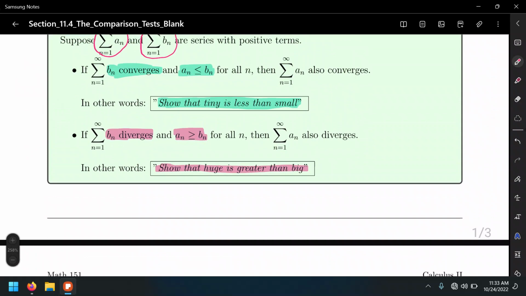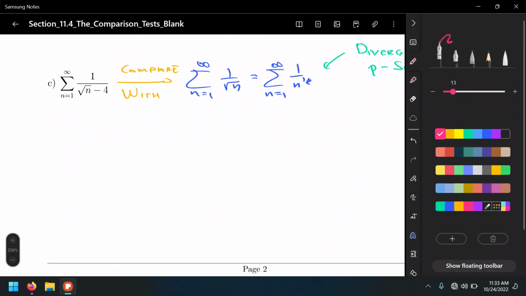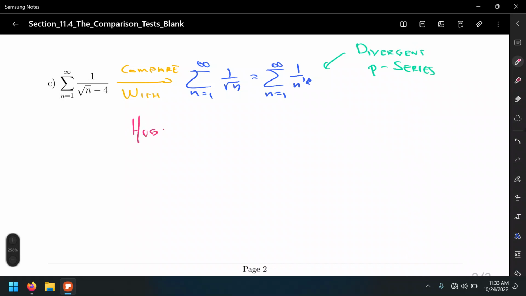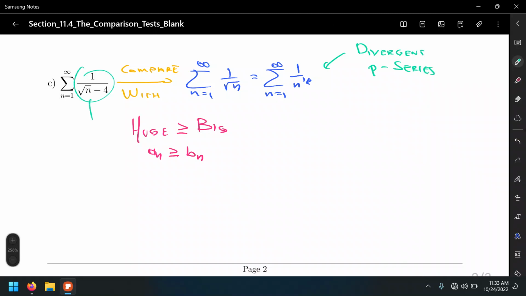So this time we will no longer show the inequality less than or equal, but actually greater than or equal, or in other words, we will show that huge is greater than big as opposed to showing tiny less than small. Let's see if this is true for this series. Well, so number one is, in this case, huge greater than or equal to big. In other words, is a sub n our mystery series greater than or equal b sub n our known series? Well, let's find out. Again, this is our a sub n and this is our b sub n.